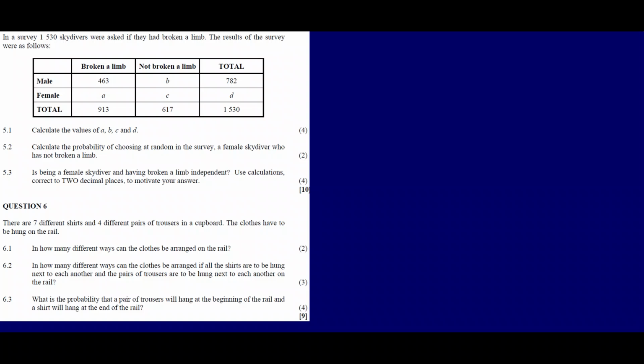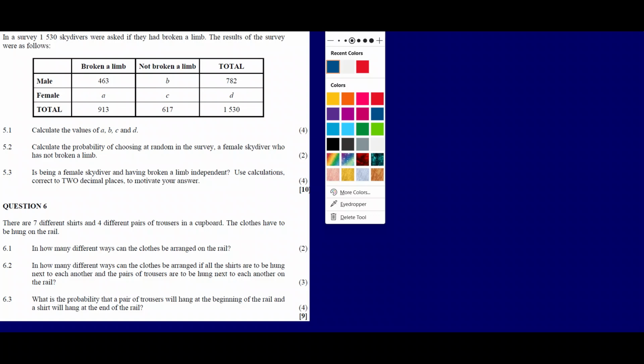In a survey, 1,530 skydivers were asked if they had broken a limb. The result of the survey was shown as follows. We can see this table of contingency here with the information, and by the looks of things, this is a table of totals.